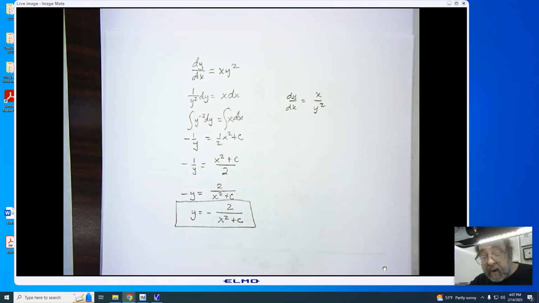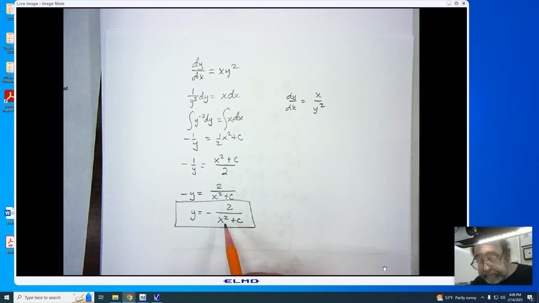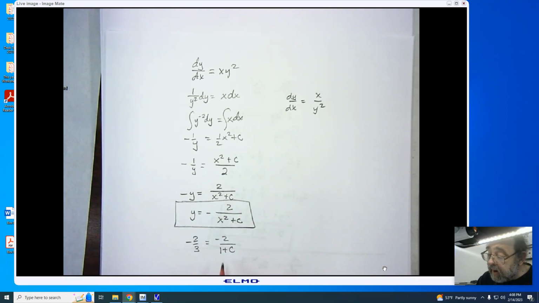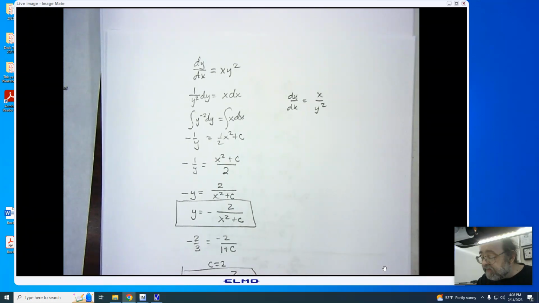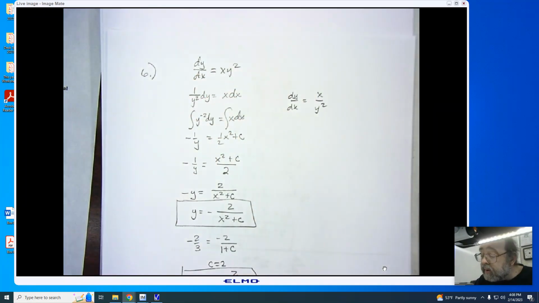Oh my, I forgot to find my constant for number 6. Well, gee. I'm going to take my point and plug it in. Negative 2/3 is equal to negative 2 over 1 plus c. Notice I put my 1 squared in. And the obvious answer is that c has to equal 2 in order to get a 3 in the denominator. That means that my equation should be y equals negative 2 over x squared plus 2. And that's the final answer for number 6. Once again, sorry about that. I forgot to plug in the value.